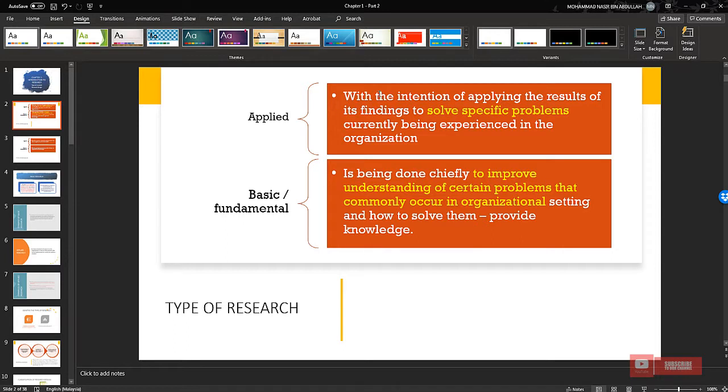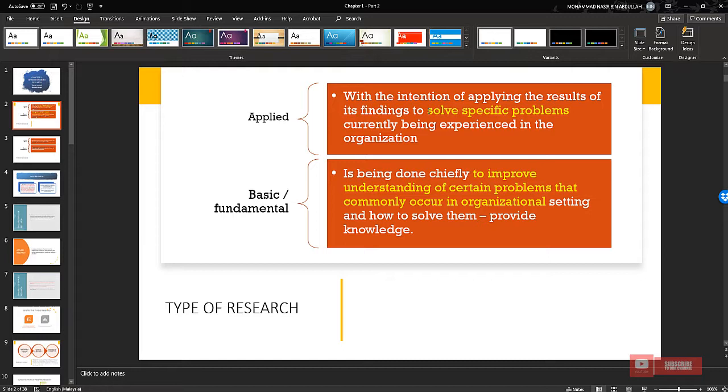Applied research has the intention of applying the results of its findings to solve the specific problem currently being experienced in the organization. So this is basic applied research. We have a problem, we try to solve the problem, we try to find the solution and try to apply the solution to solve the problem.